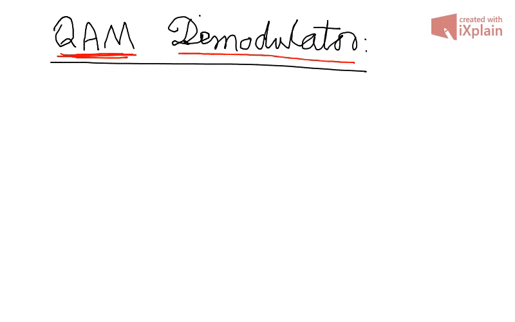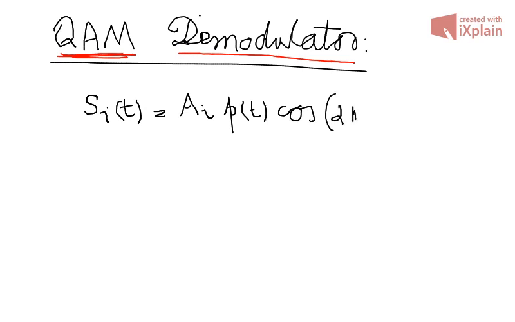So before going to the block diagram, let me recall the mathematical expression for our QAM modulated signal. We said in our previous lecture that we can represent the waveform Si of t, a quadrature amplitude modulated waveform, as Ai p of t cos of 2 pi fct plus theta i. So this is the representation of a QAM modulated signal.